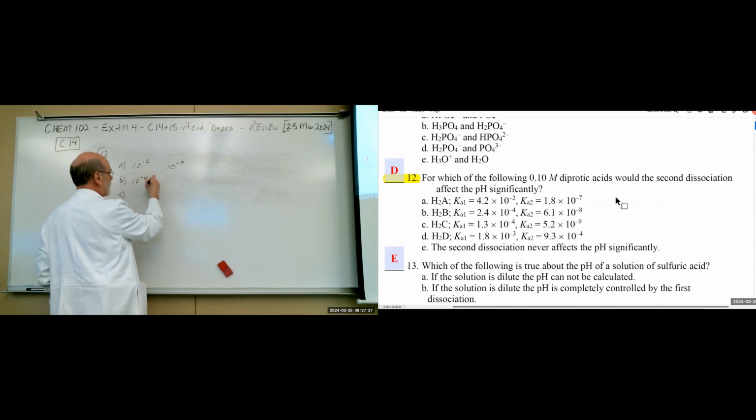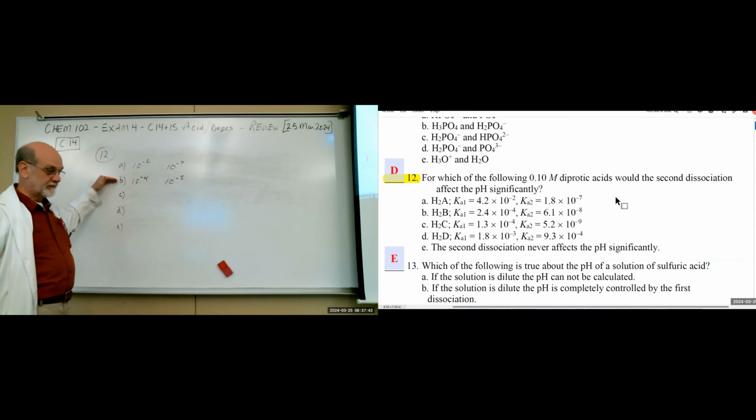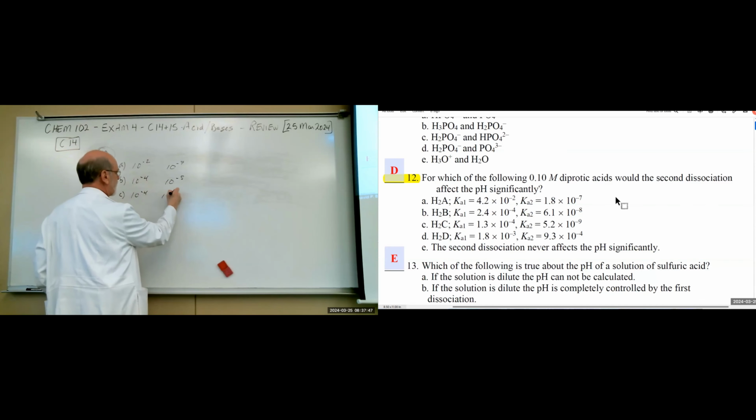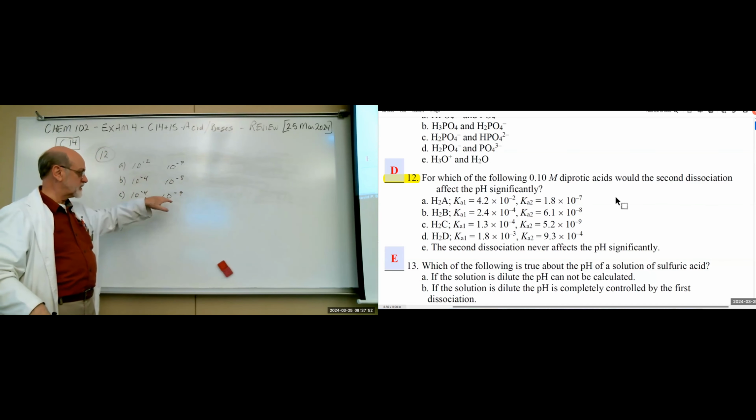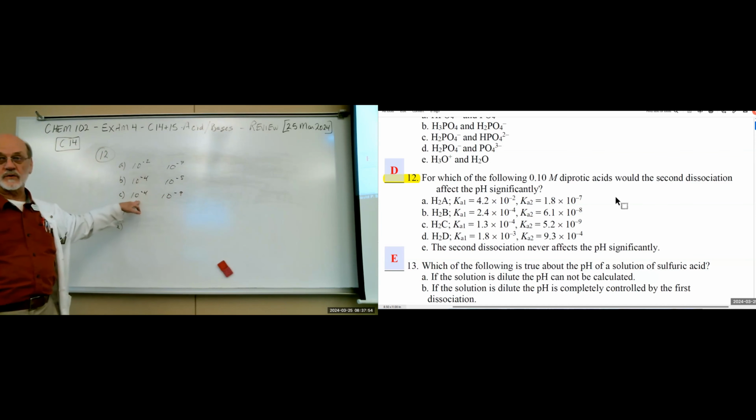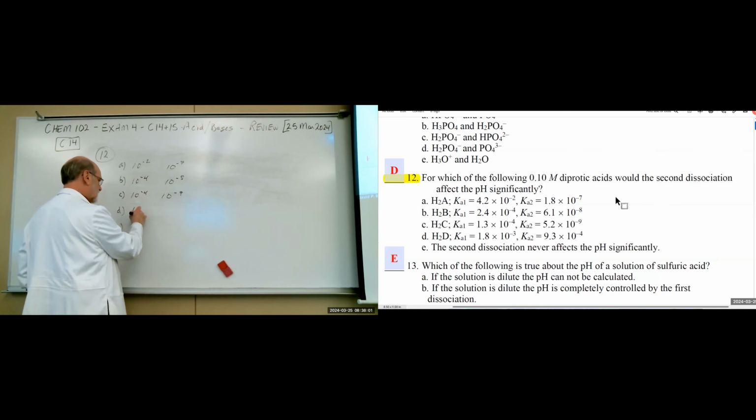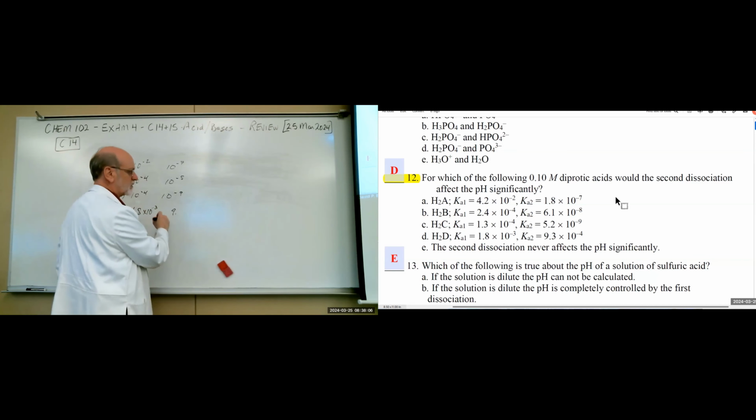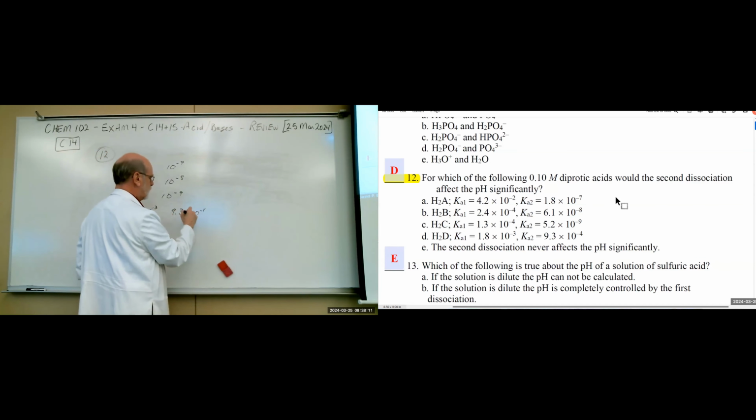How about this one? 10 to the minus 4, 10 to the minus 8. That's 4 orders of magnitude apart, no effect. 10 to the minus 4 and 10 to the minus 9. Same thing. The second one is too far. It dissociates too little to have any impact on the first one. So it won't affect the pH. And then D, 10 to the minus 3 and 1.8 times 10 to the minus 3 and 9.3 times 10 to the minus 4.